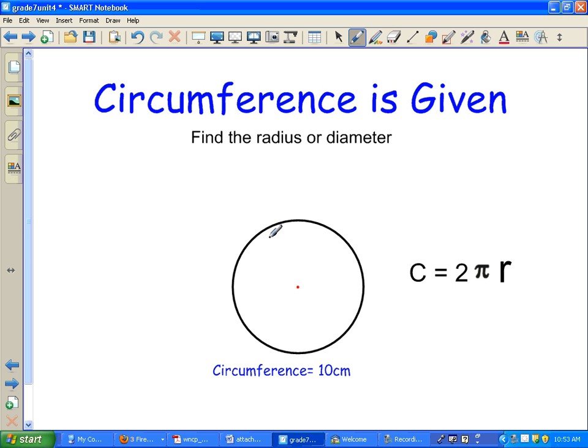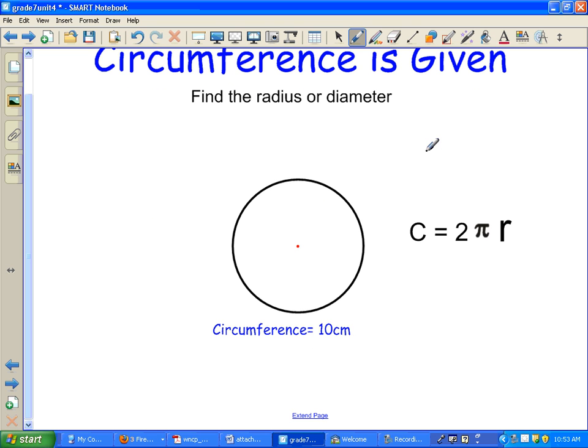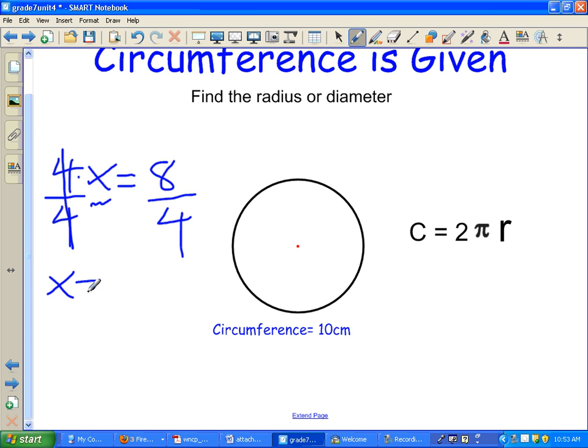Now here's another one where the circumference is given. Sometimes you might not be given the radius. You might be given the circumference and told to find the radius. It's kind of like when you were doing this before, let's say when you had 4x equals 8. Remember how to get x all by itself? Simply divide by what's in front of the x. So if this is 4 times x, you divide that by 4 and it cancels out. You divide this by 4 and now x is all by itself. And 8 divided by 4 is 2. Now you've just solved for x.